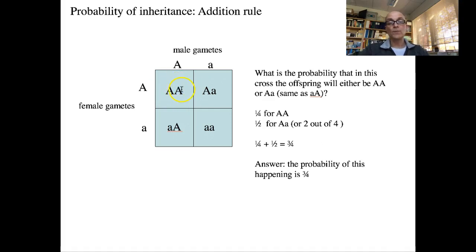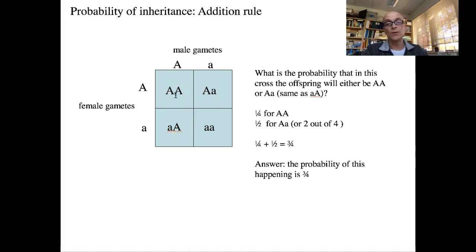Now, what is the probability for getting this? Well, the probability for getting big A big A is 1 in 4. And the probability for getting big A little a is 50%. It's 1 in 2. So it's this one and this one. It doesn't matter whether it's big A little a or little a big A, right? It's just written this way because that's where the A comes from. So you would have a 50% chance to get one of those two, and you have a 25% chance of getting that.